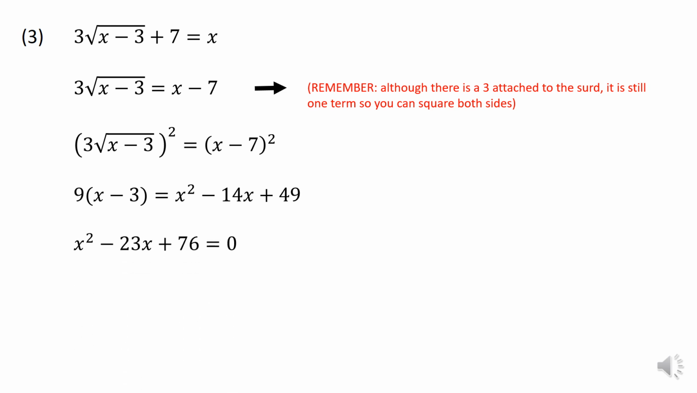Getting everything onto one side and expanding the brackets, you'll get x squared minus 23x plus 76 equal to 0. This is standard form, so I can factorize: x minus 19 in brackets, x minus 4 in brackets equal to 0. So x is equal to 19 or x is equal to 4. Check your answers and you'll notice x equal to 4 is not applicable.